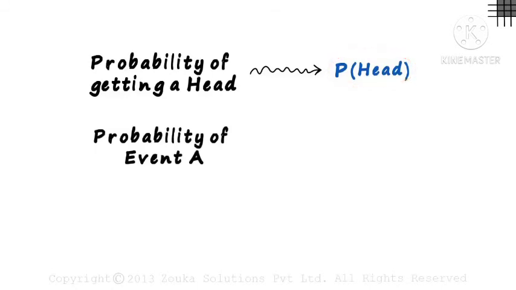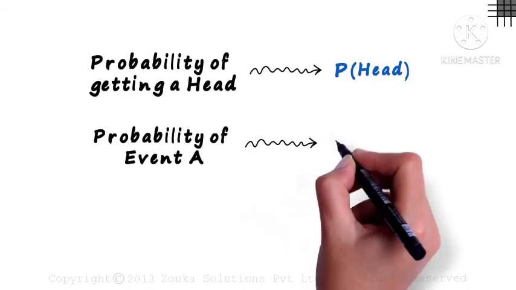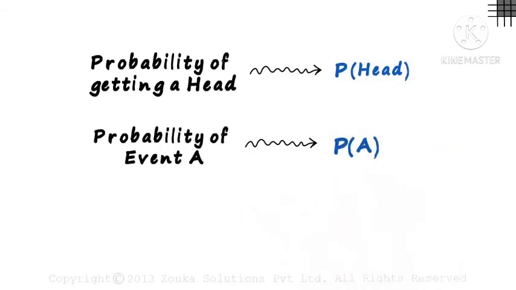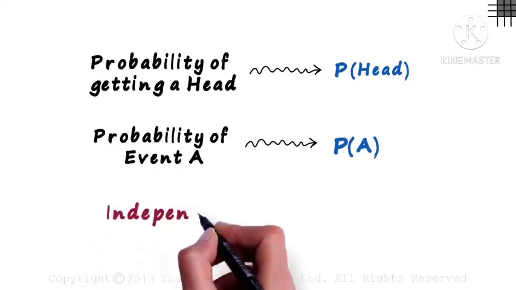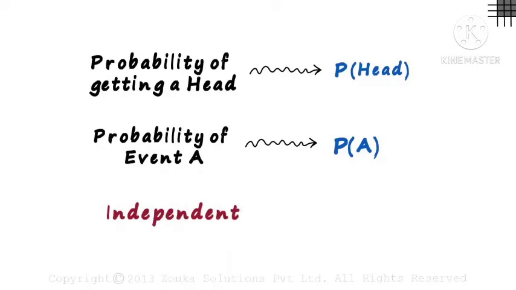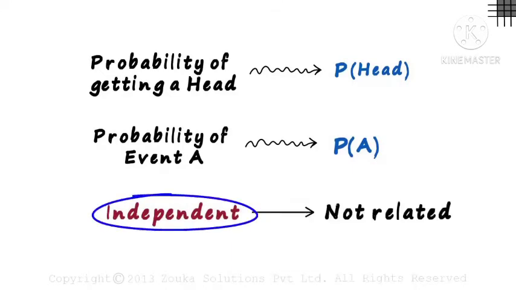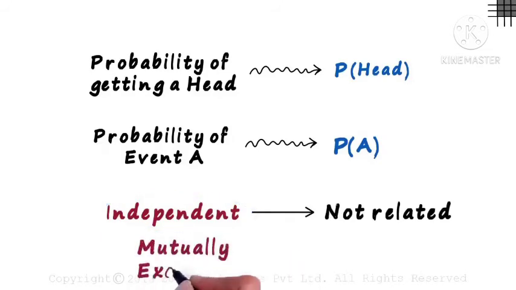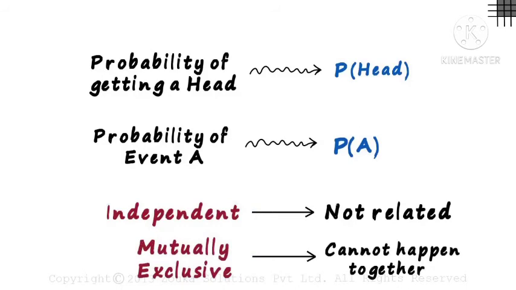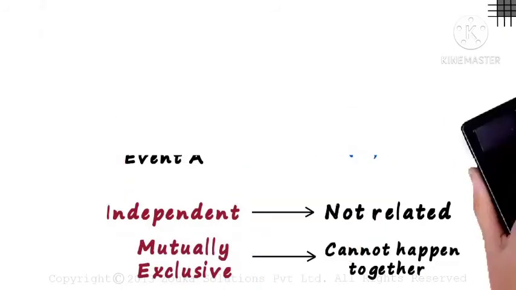How do we write the probability of event A occurring? Simple. It will be P of A. Also, let us try and recall what we looked at in the earlier videos. Independent and mutually exclusive events. What are independent events? They are the events that are just not related. Mutually exclusive? Impossible for them to occur together. Let's erase this and understand something interesting.